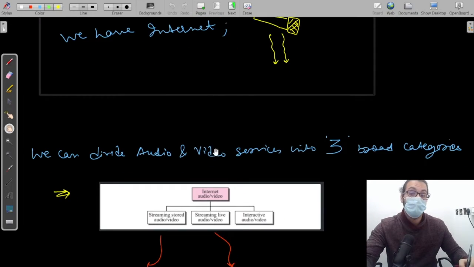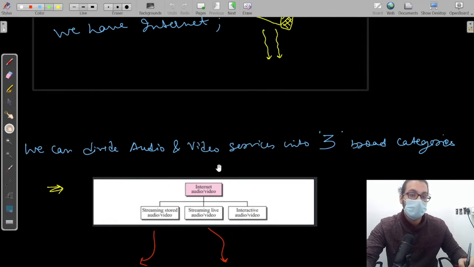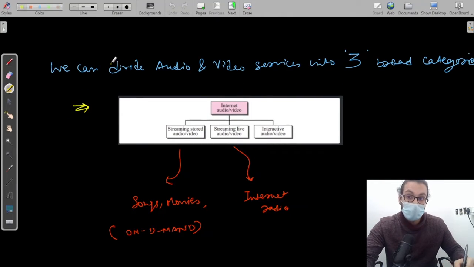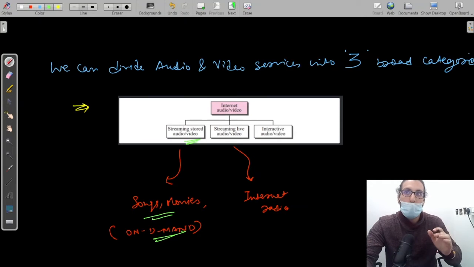That's why we had to divide audio and video services into three broad categories. The first one is streaming stored videos and audios. For example, the on-demand platforms, for example, Netflix and Amazon Prime. Those have stored songs, movies, and TV shows, and we just stream there.